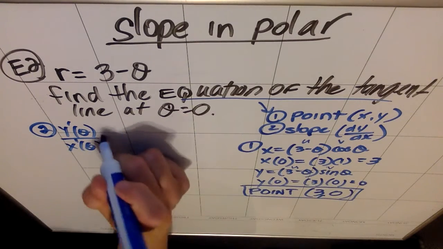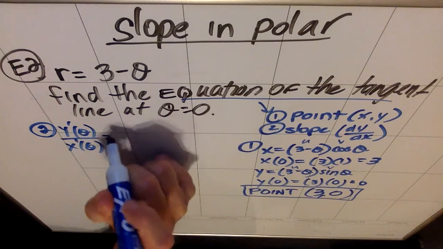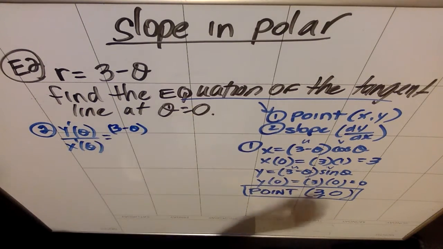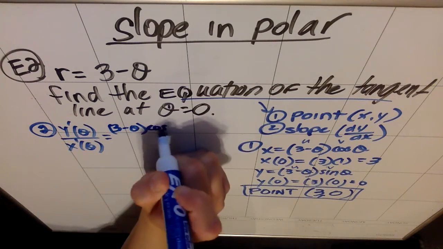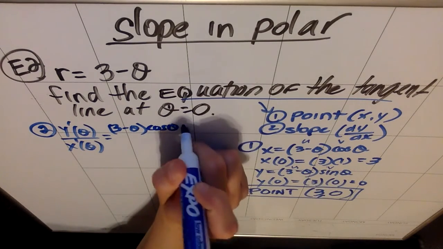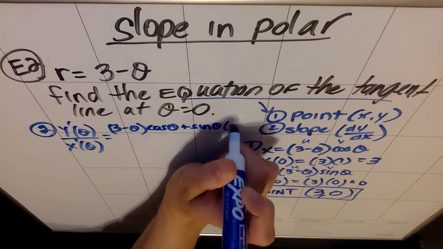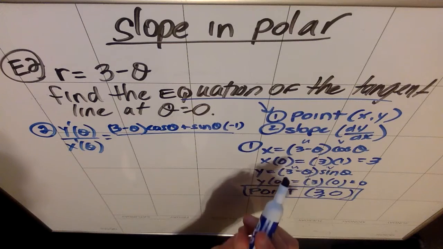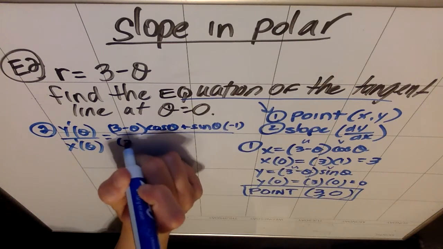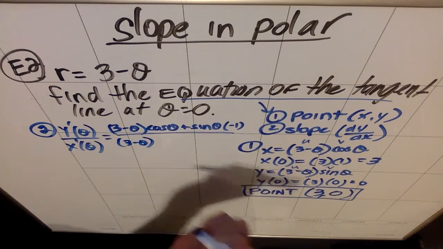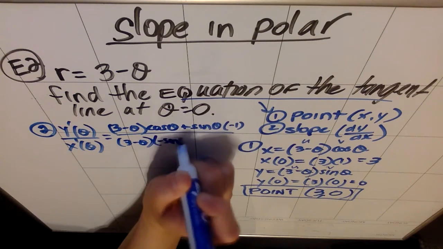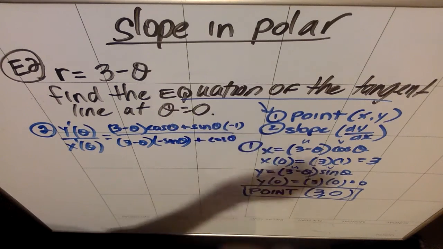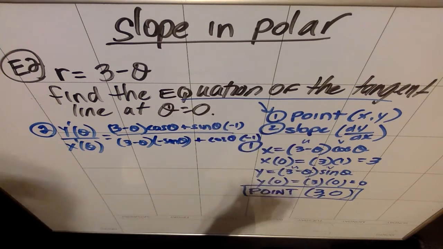So when I do this, my y prime is going to be u, which is 3 minus theta, times dv, which is cosine theta, plus v, which is sine of theta, times du, which will be a negative 1. So that's my y prime of theta. When I do my x prime of theta, it's going to be u, which is 3 minus theta, times dv, which will be a negative sine, plus v, which is the cosine of theta, times du, which is again that negative 1 in front of the theta.